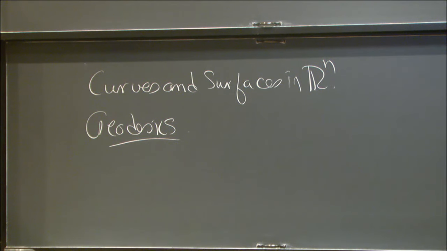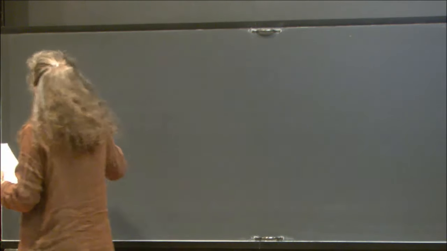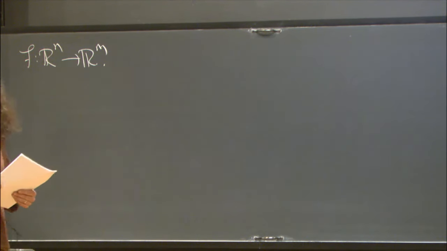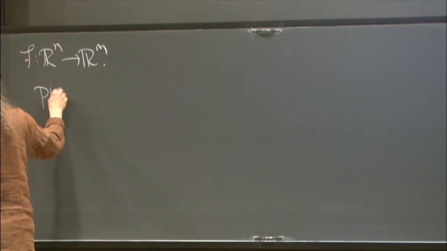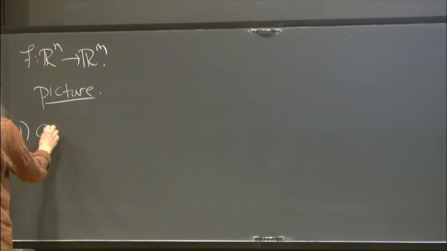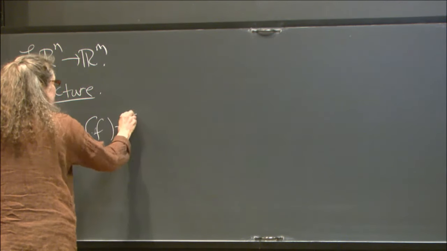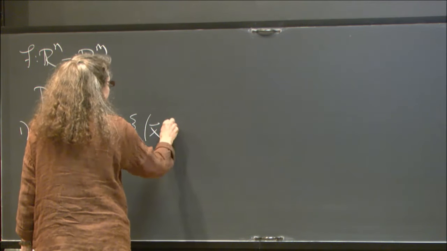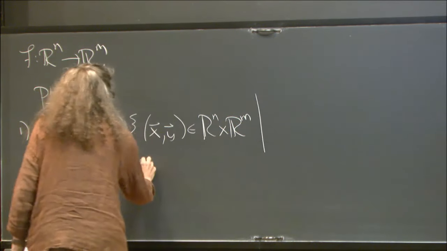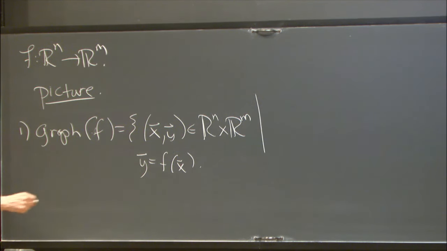So we're talking about functions of several variables here. If you have a map F from Rn to Rm, then there are three ways of getting a picture of this function. So the first way is the graph. The graph of F is the set of all points of the form (x, y) in Rn cross Rm, such that y is equal to f of x. Okay, so that's the graph. That's maybe one that you're more familiar with.